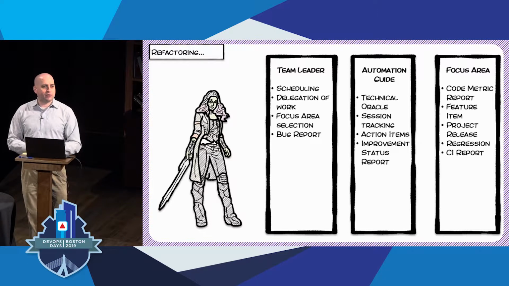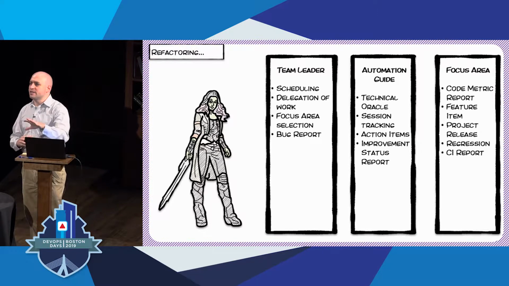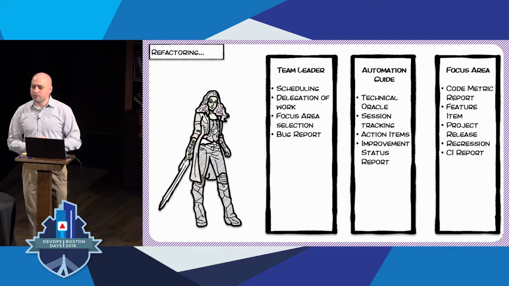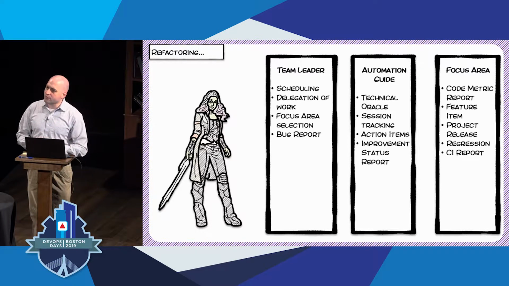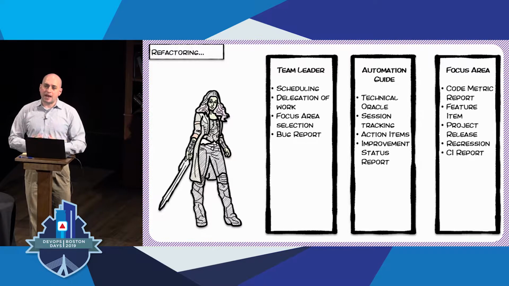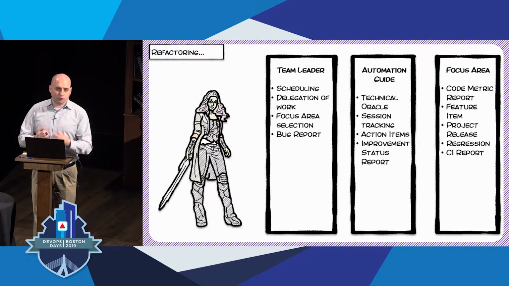You also want to have an outside automation guide, someone not on the team, someone to provide an outside perspective who's used as an oracle. This is someone that can keep track of those session notes that you have, that can provide feedback and overcome obstacles for the team if they're struggling.